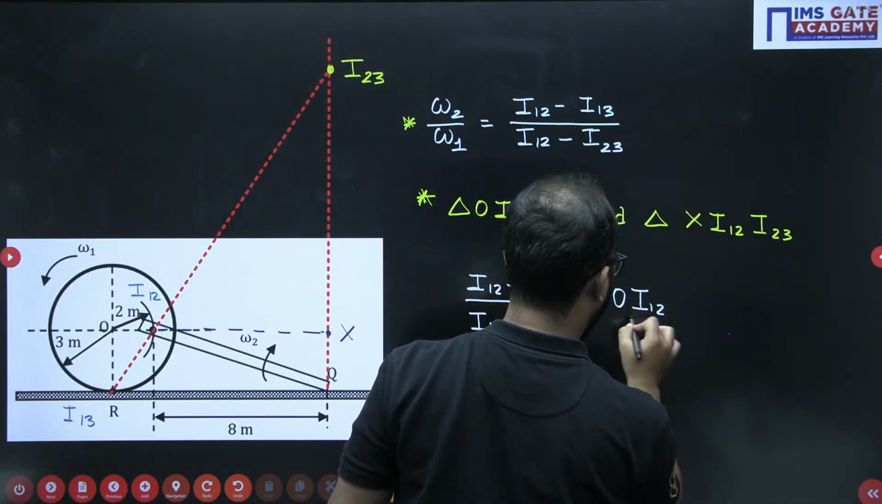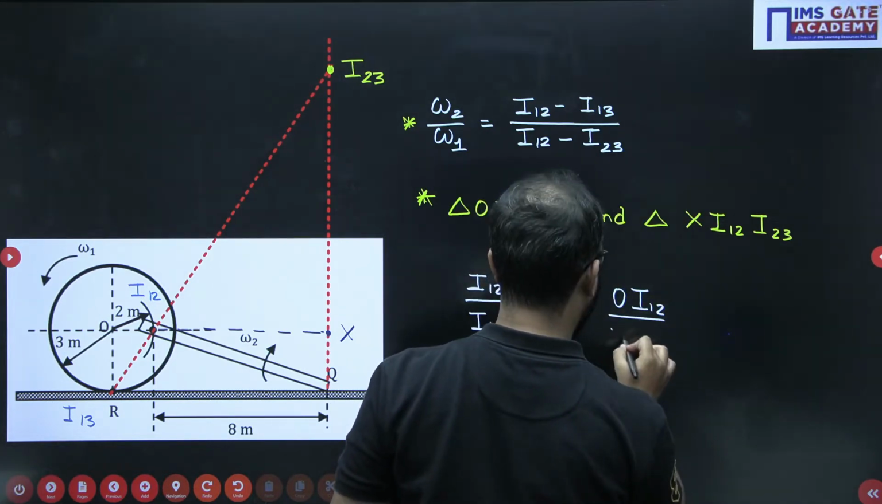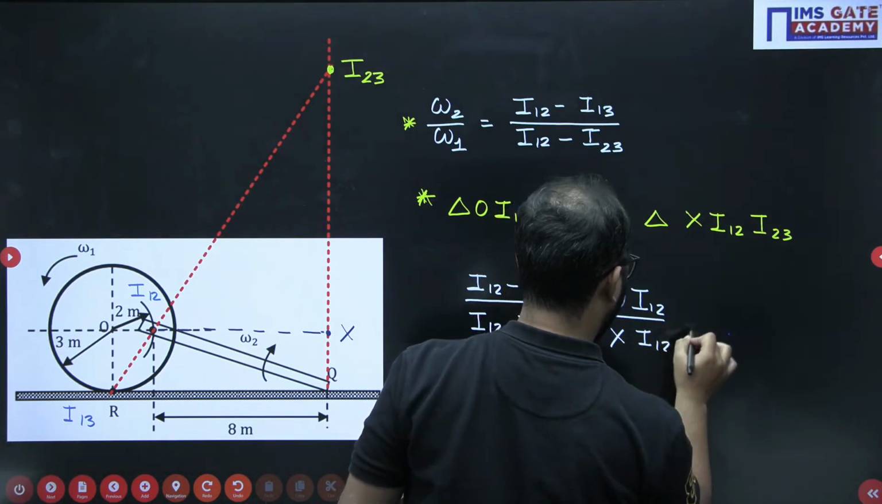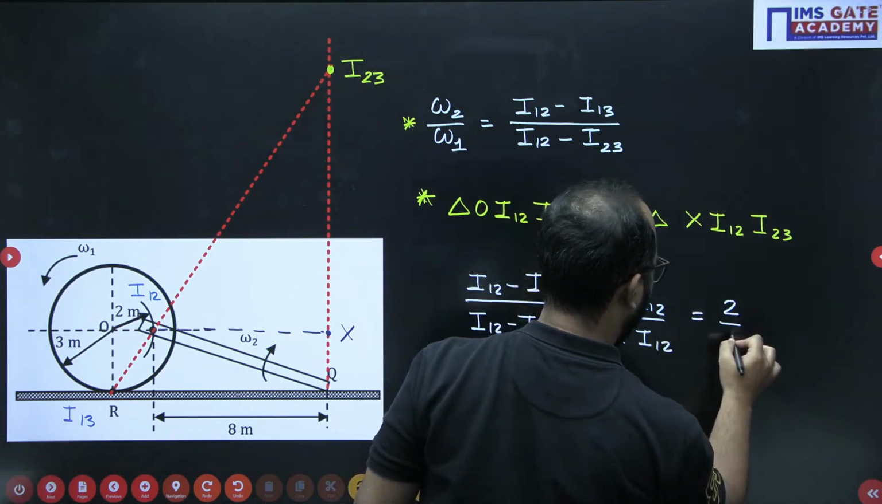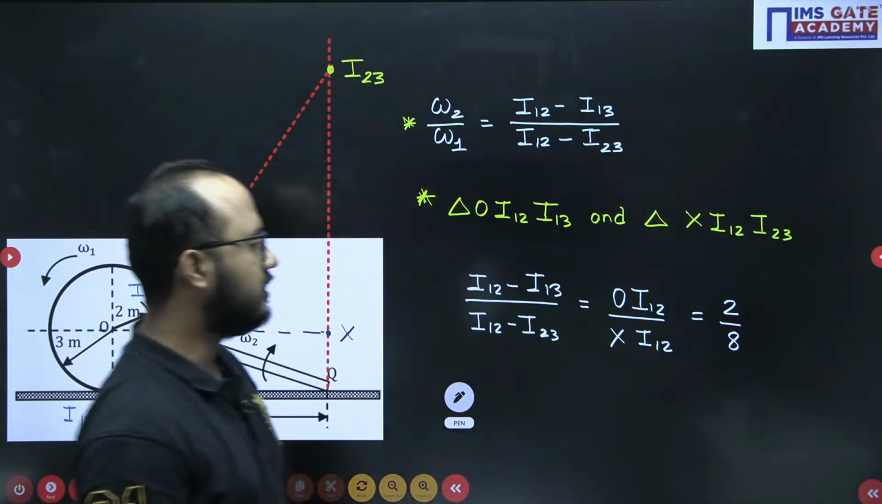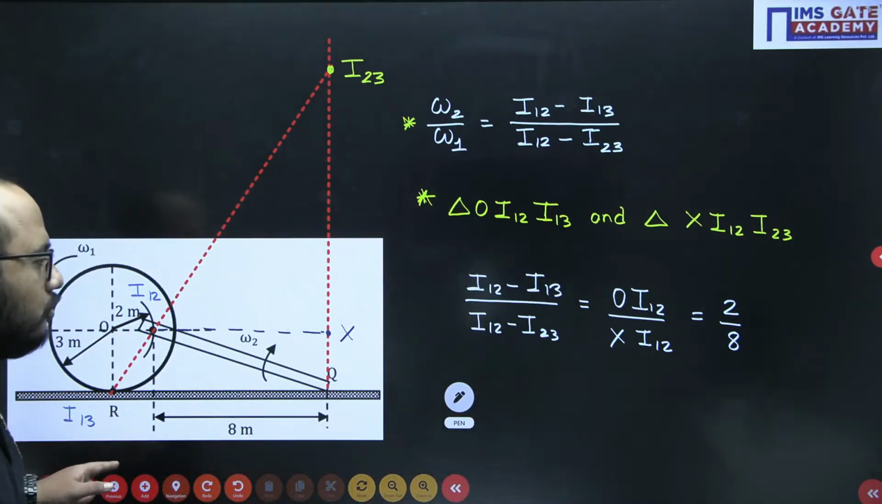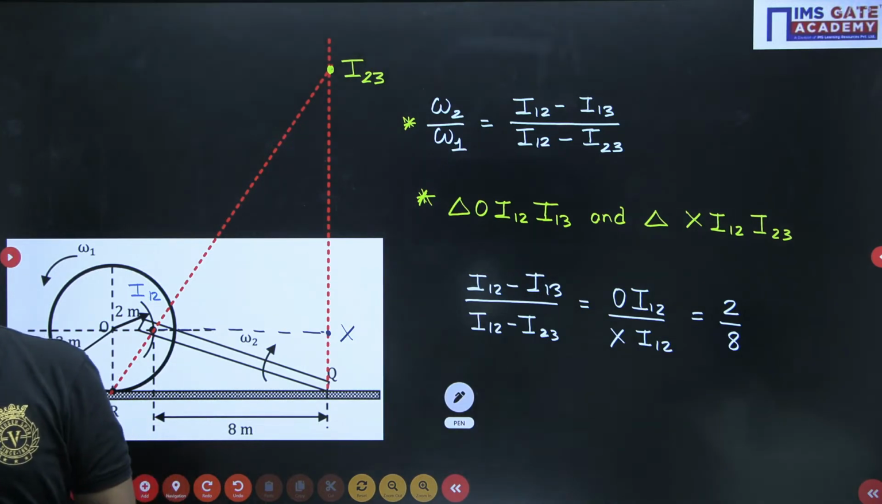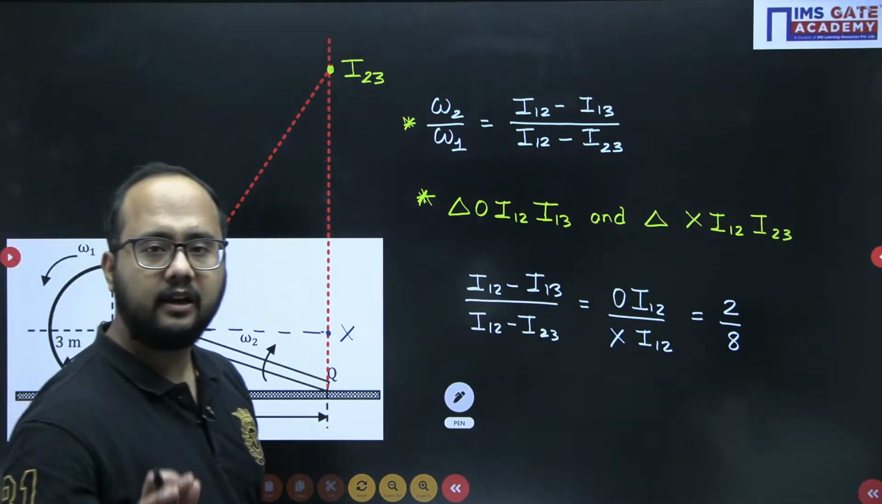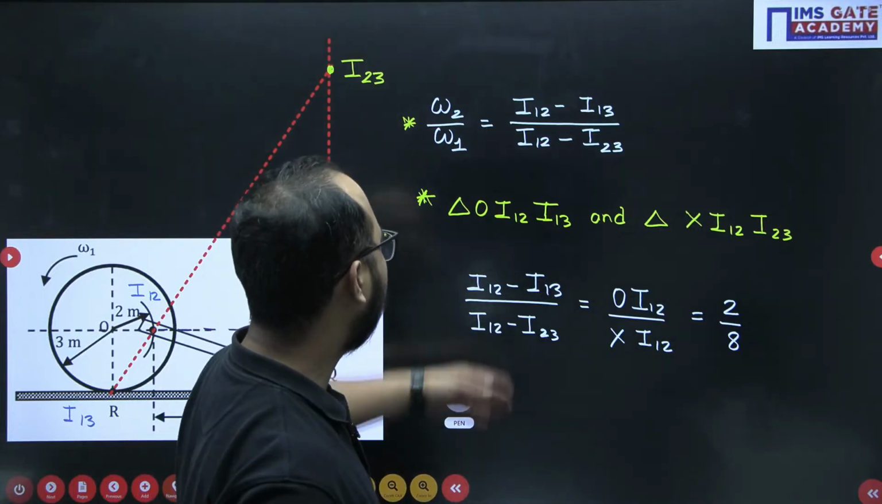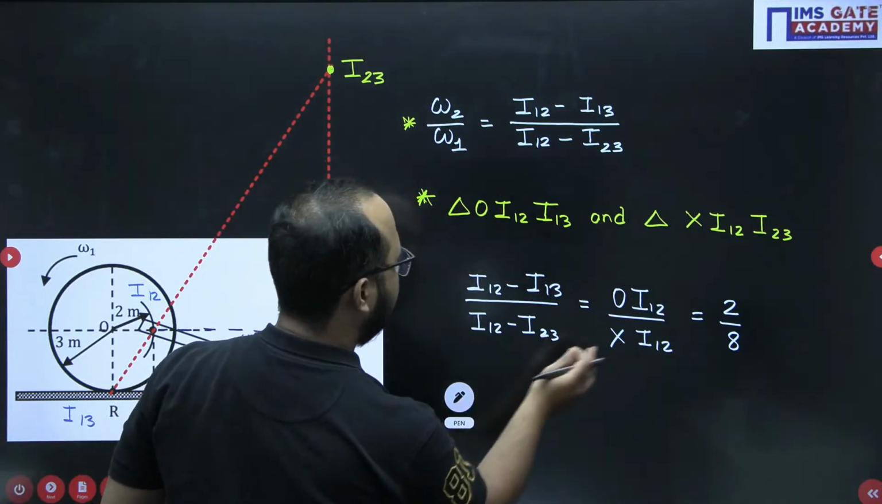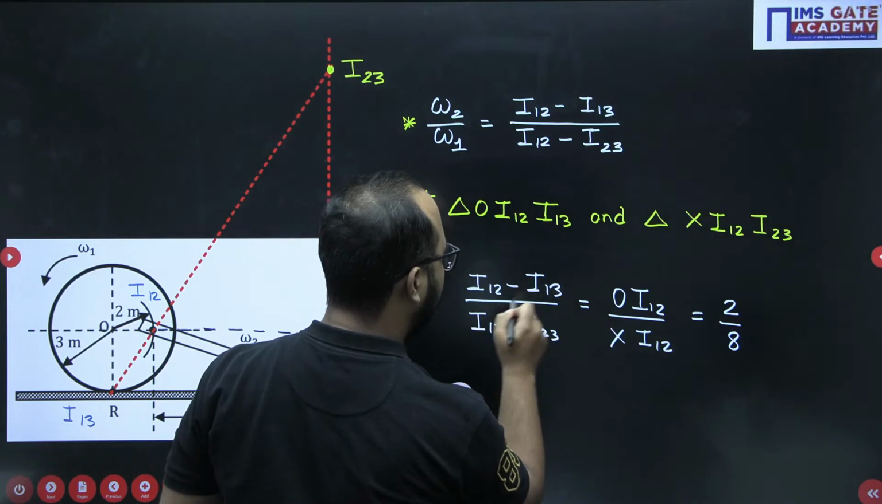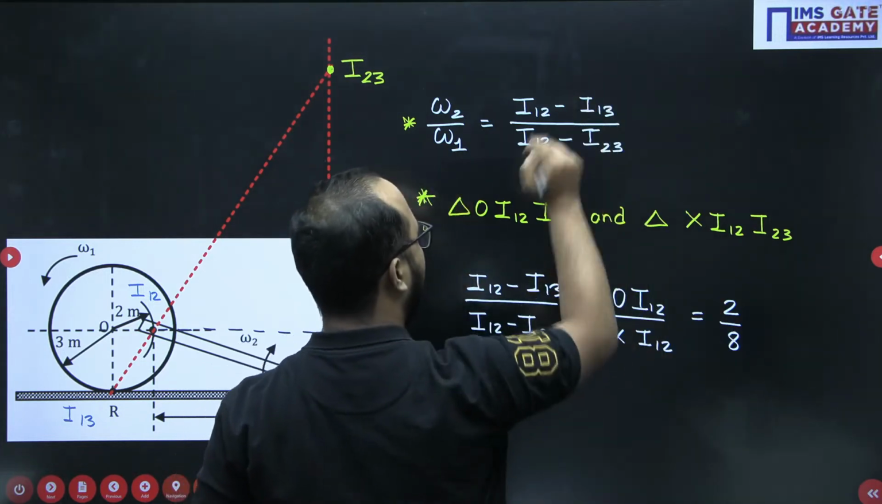So I can write this as O12 over X12, which is 2 by 8. O12 is 2 and X12 is 8. That is what we have as 2 by 8. Clear, everyone? Very basic thing. Now this is given, so what will you do here? Directly use this value, 2 by 8, I will put here.